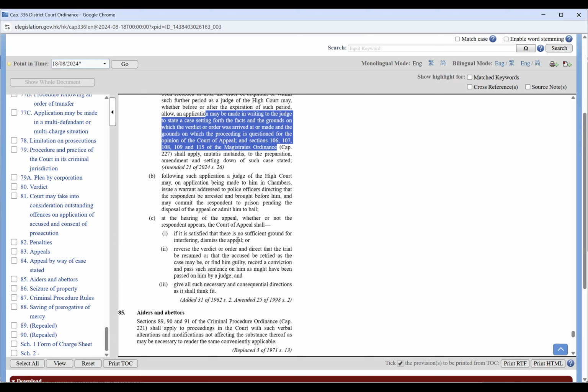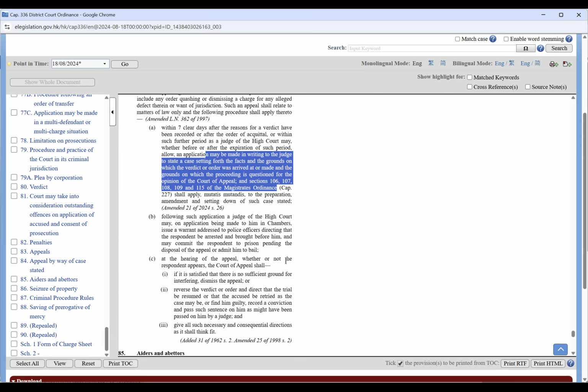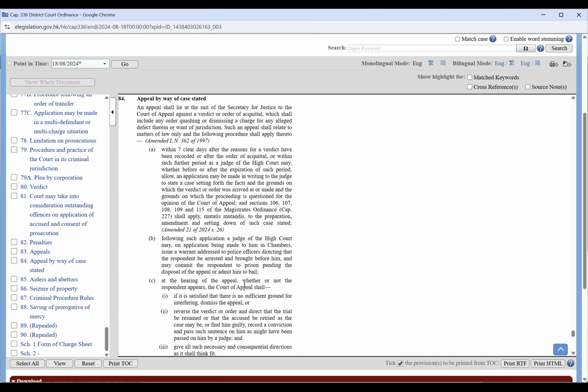Now, what can the Court of Appeal do? If we look at subsection C, the Court on Appeal shall, if it is satisfied there's no sufficient ground, dismiss the appeal.